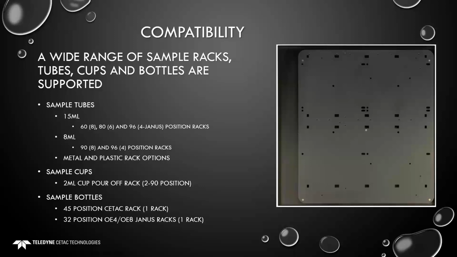Sample bottles, we have the CETAC rack. We also support, again, the Janus racks for your 4-ounce bottles, or for sample cups, you've got your pour-off racks where the 90 position will be supported here. And if you don't see the racks that you want to use on this list, we also have a rack configuration tool that allows you to make a custom rack file to better meet whatever needs you have. So if the software doesn't come preloaded with the combination or alignment of racks that you want, or you want to use completely different racks that we don't already know about, if you can secure them to the deck, you should be able to build them into the software.